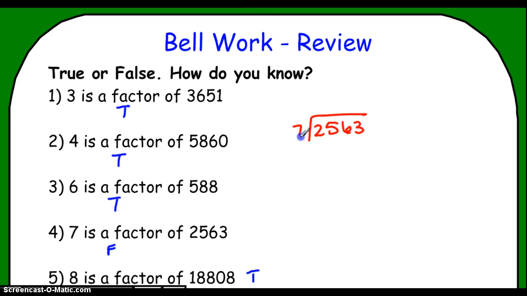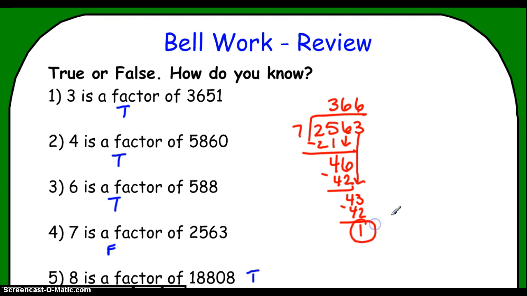Versus if I did a problem like number 4, where I had 2,563 divided by 7, 7 goes into 25 3 times, that's 21. Subtract, that's 4. Bring down the 6, 46. 7 goes into 46 6 times. 6 times 7 is 42. Subtract, that's 4. Bring down the 3. 7 goes into 43 6 times. That's 42. Subtract, 1. I have a remainder of 1, and that means that is not a factor, and that's why we list it as false.